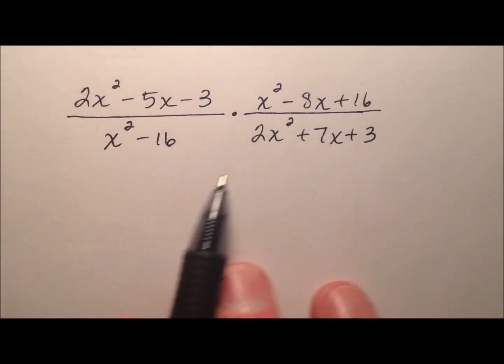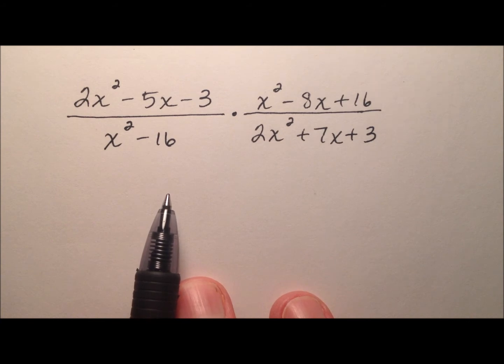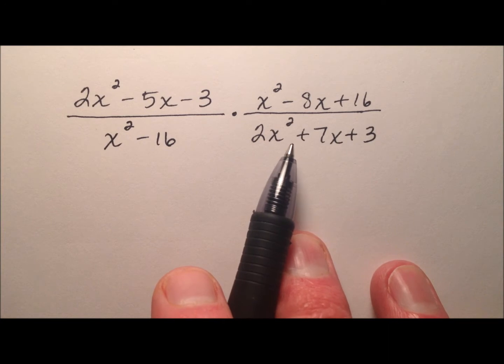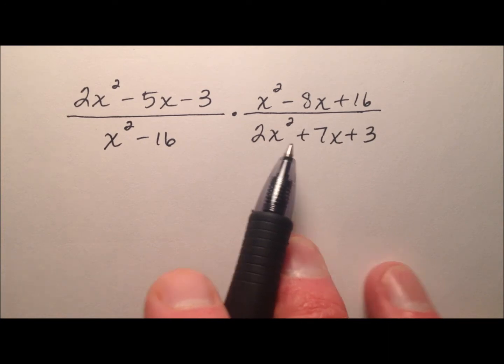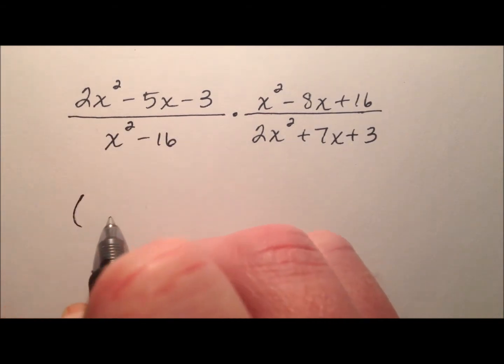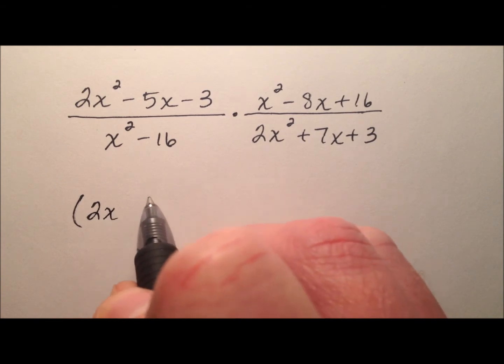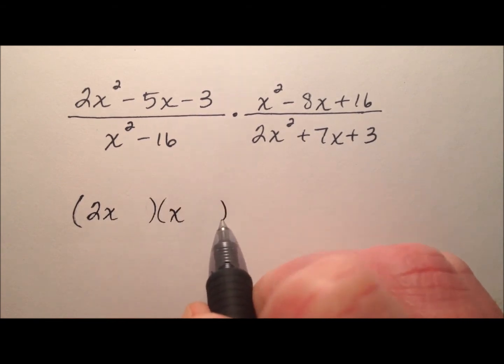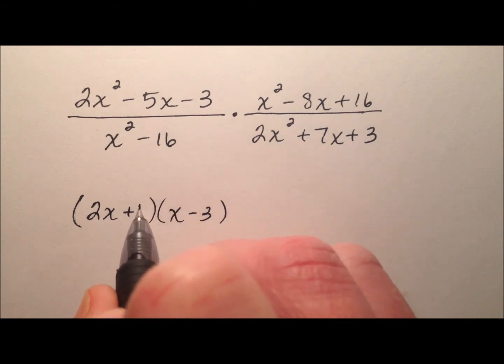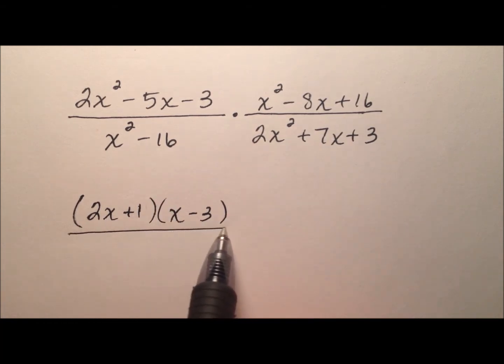So how do I multiply these rational expressions? Well, the first thing I'm going to do is factor all of these polynomials so I can compare their factors and see if any of them will cancel. Okay, so 2x squared minus 5x minus 3 will end up being 2x plus 1 and then x minus 3.